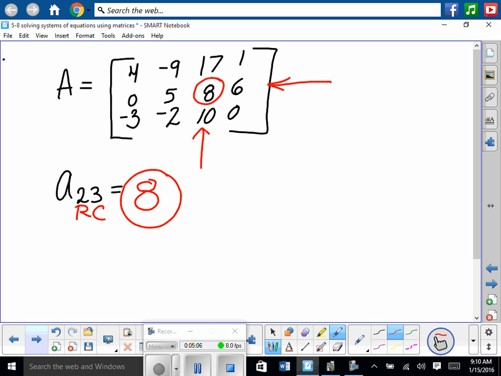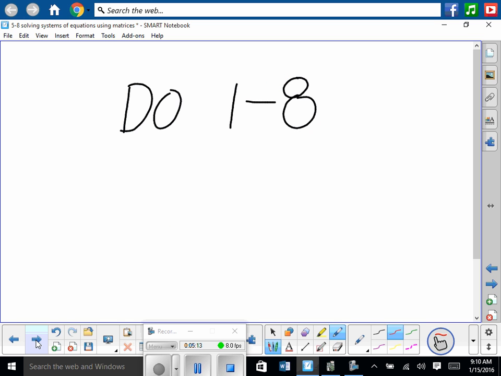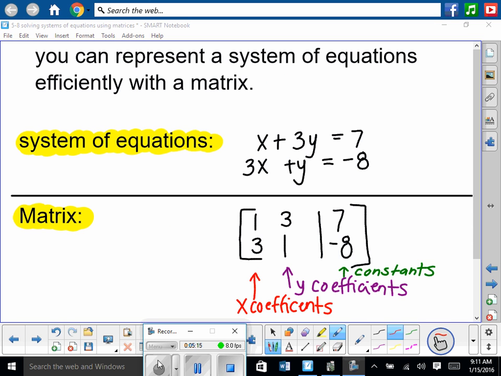Is everybody comfortable with that? Not hard by any means. All right, awesome. Do 1 through 8, go. Be comfortable with matrices. All right, so now understand something really cool about this.